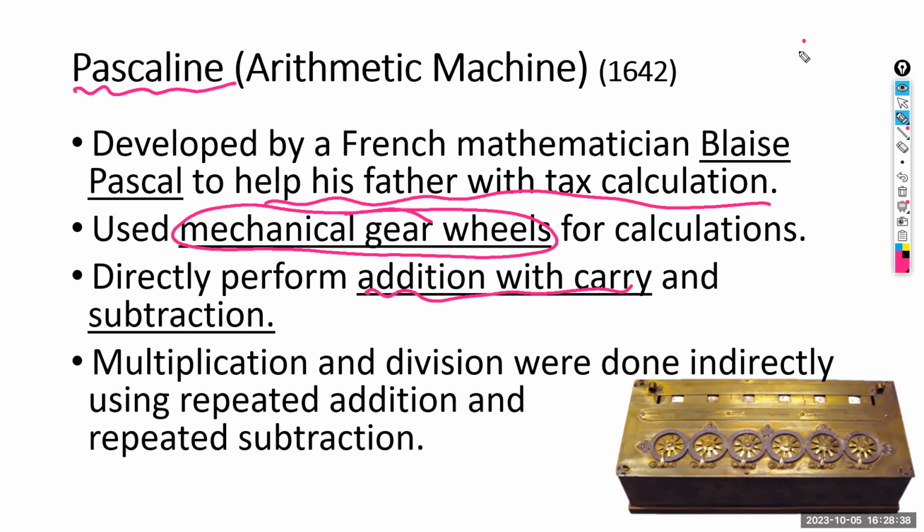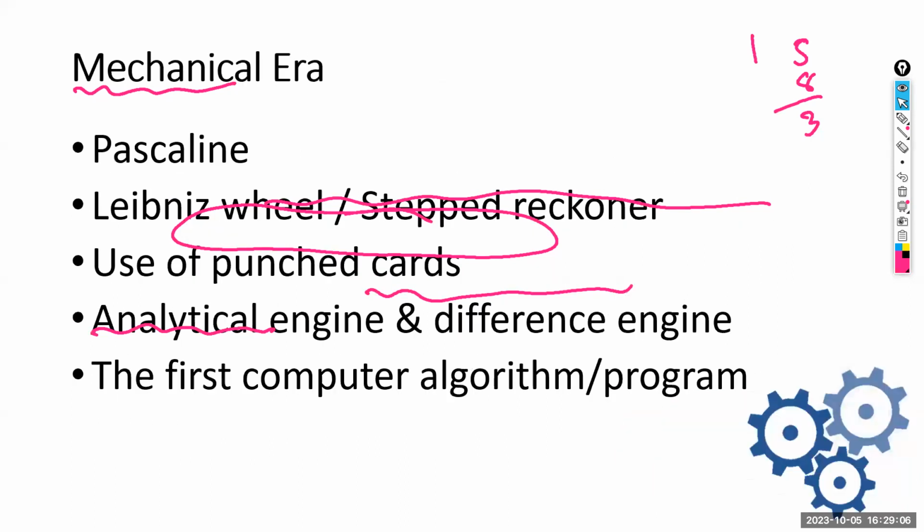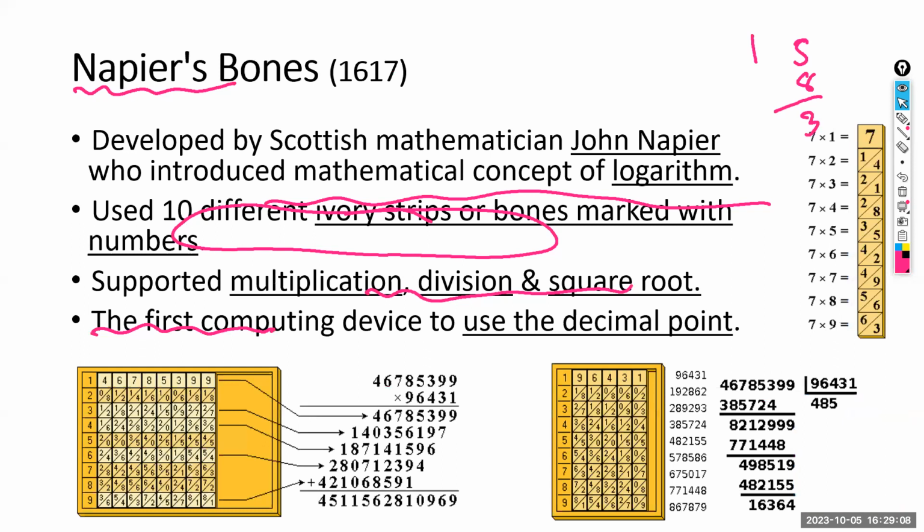Carry means, you know, that 5 plus 8 is 13, we carry 1 and so on. We'll be doing those things further when we do representing data in the computer. So it was able to do addition with carry and subtraction. Now you can see that multiplication and division are missing. For example, we were able to do multiplication and division using the abacus. People were able to do multiplication, division, and even square root calculation using Napier's boards.